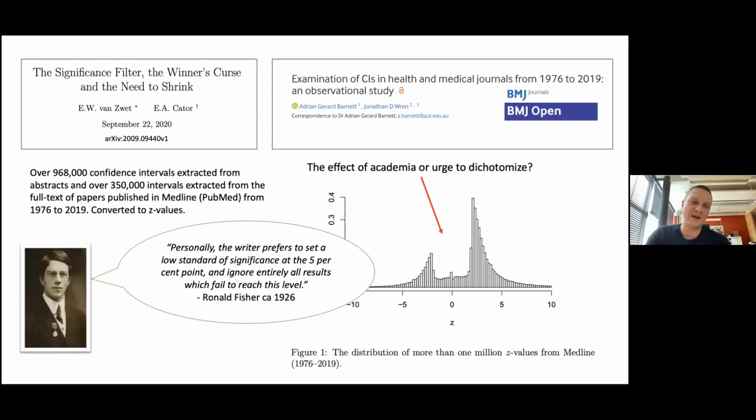And looking back at Ronald Fisher from circa 1926, he said, "Personally, the writer prefers to set a low standard of significance at the 5% point and ignore entirely all results which fail to reach this level." And he got his way, I guess. I mean, 100 years later, we still do this. So Ronald Fisher, if he truly wanted this, he got his way.